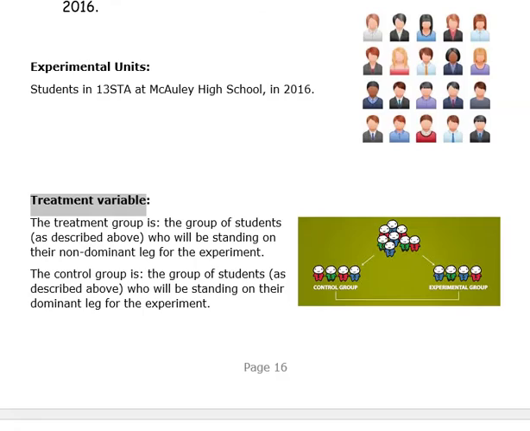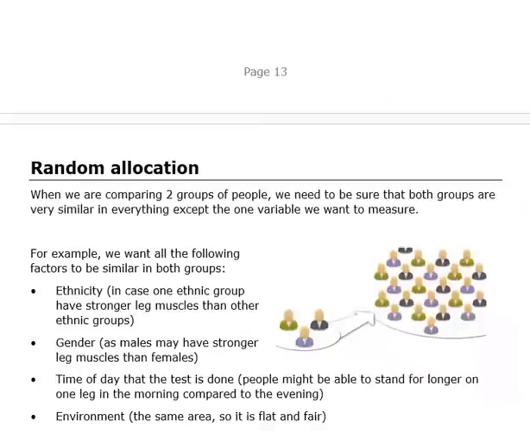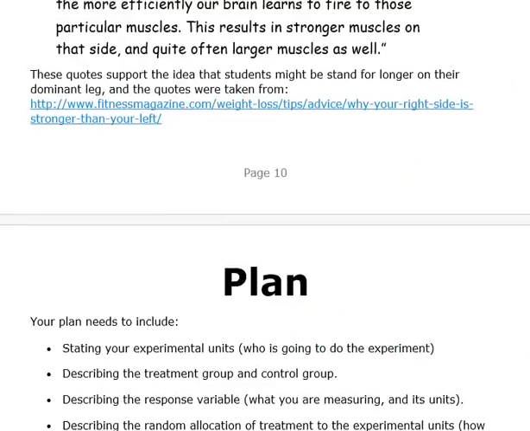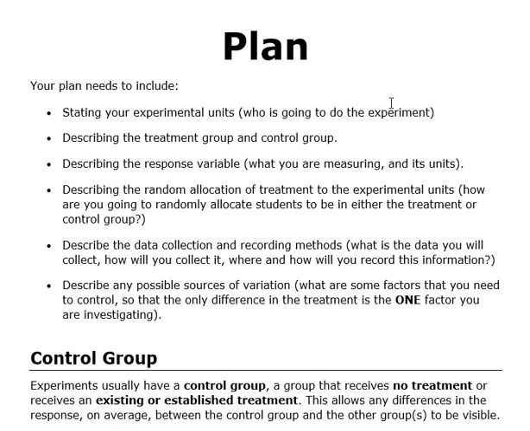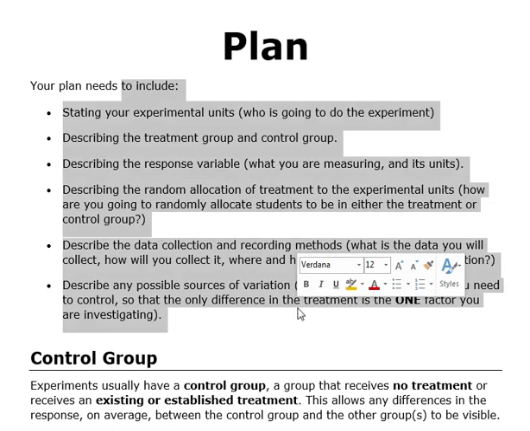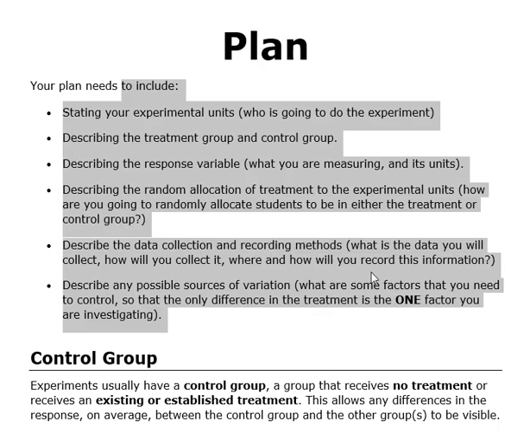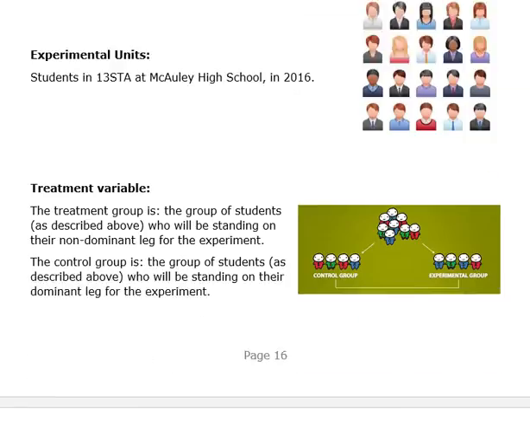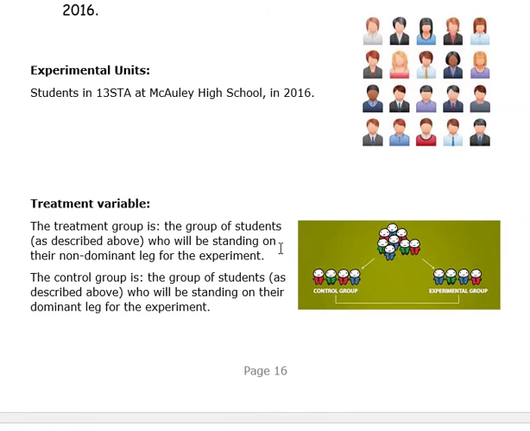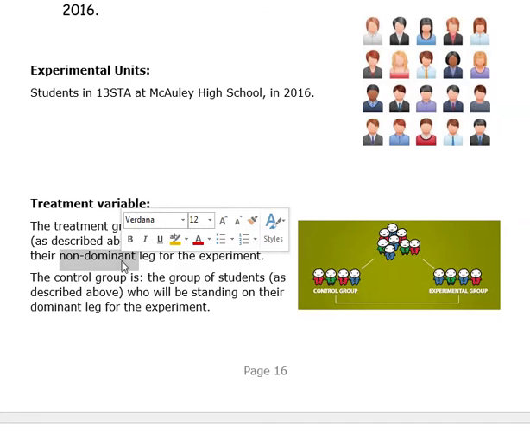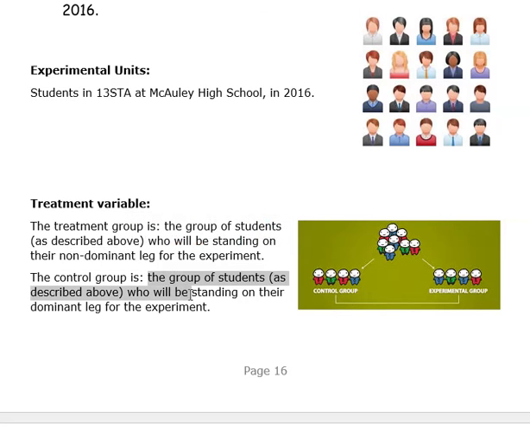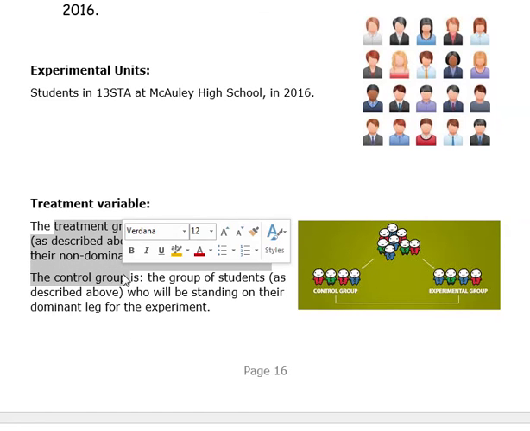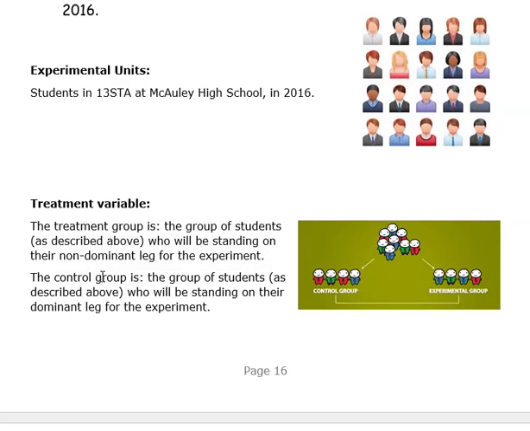And remember what I'm doing now, sorry I should have said, is I'm just going back up to page 11, top of page 11, these are the things I must have in my plan. So I'm just going through this list and making sure I've got all of those pieces there. Okay, so my treatment variable is my second thing. So my treatment group is the group of students going to be standing on the non-dominant leg, and the control group is the group who will be standing on their dominant leg. So I've defined both of my groups. I've defined who's going to be my treatment group and what my control group is.